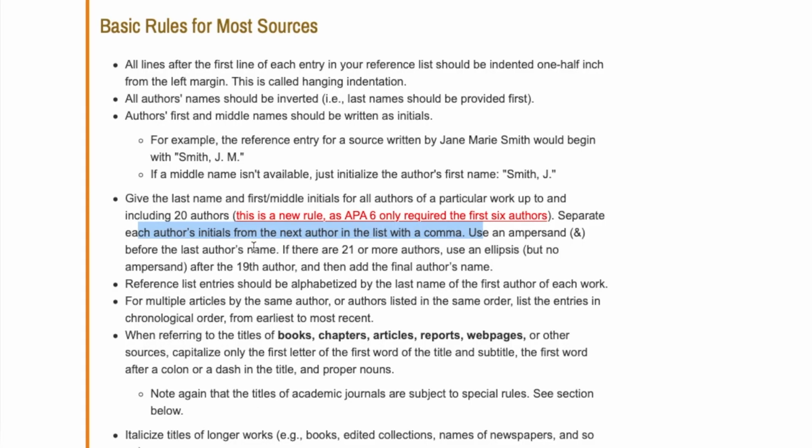indicate the last author. With APA 7, if you come across a paper that has 20 authors, whoa, well, whatever, I will refrain from judgment. You can see clearly that you separate each author with commas, and use an ampersand before the last author's last name. If there are more than 21 authors, then you can use this ellipsis.